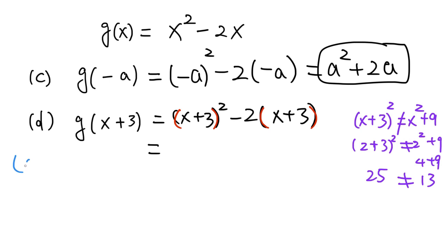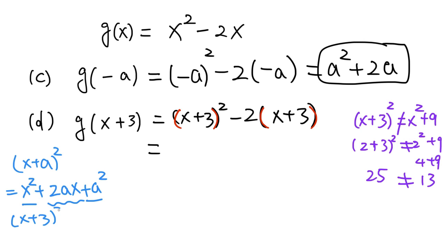And here is the correct way of doing it. When you take square of two terms, x plus a squared turns out to be x squared plus 2 times a times x plus a squared. So in addition to 2 squared terms, there's an extra term. So x plus 3 squared is in fact x squared plus 2 times 3, which is 6, times x, plus 3 squared, which is 9.